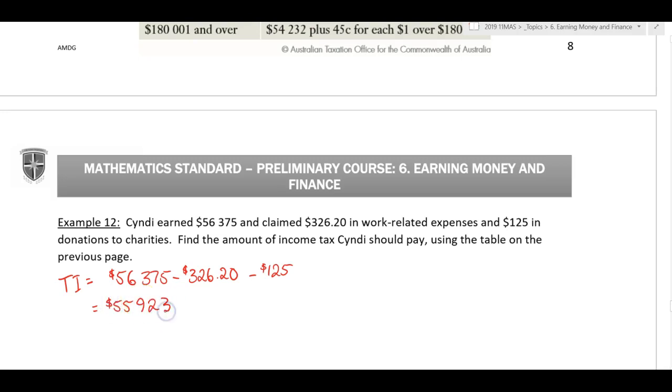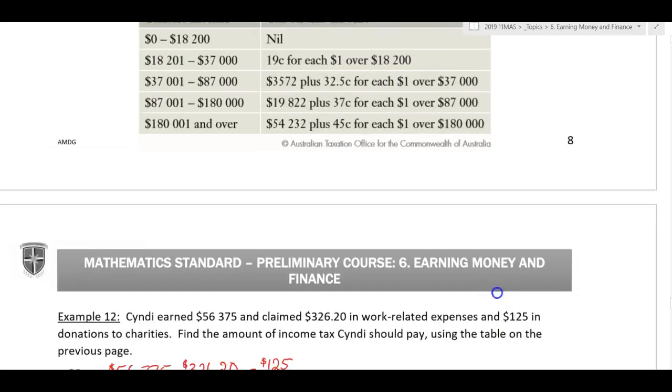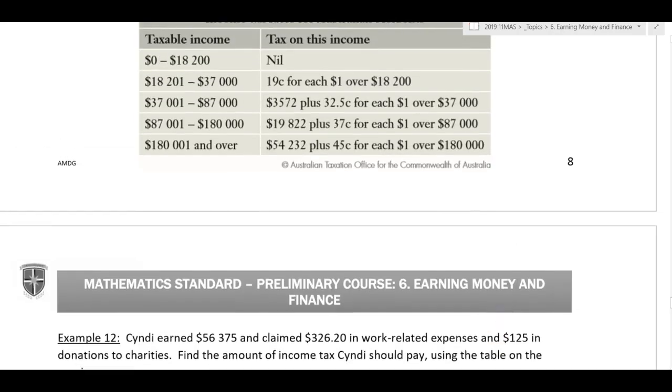In fact, I'm just going to leave it at 55,923, because your taxable income is really only the full dollars, right? You round it down. That's my taxable income. Now we need to work out how much income tax. So we take this amount, 55,923, and look at the table to see which of these brackets we fall into. Cindy does not fall into the 0 to 18.2 bracket. She does not fall into this bracket. Cindy is in this bracket here.